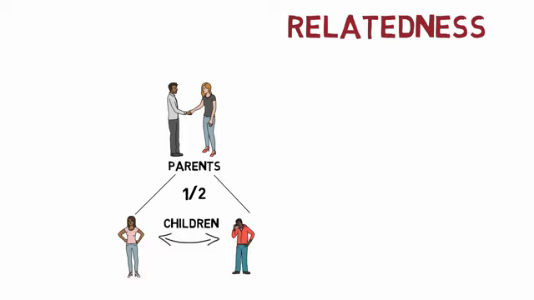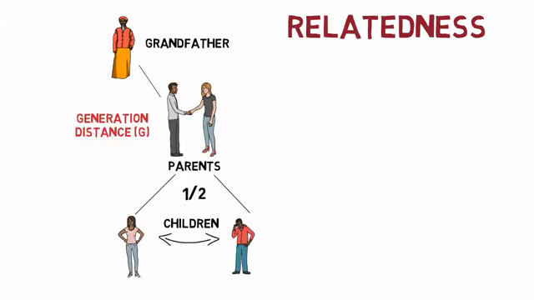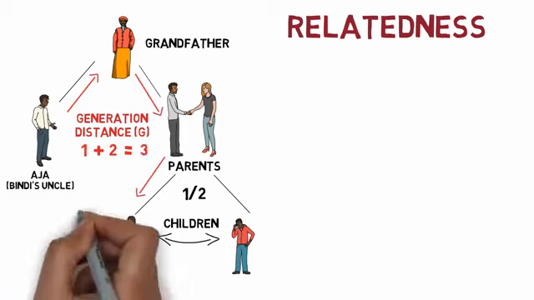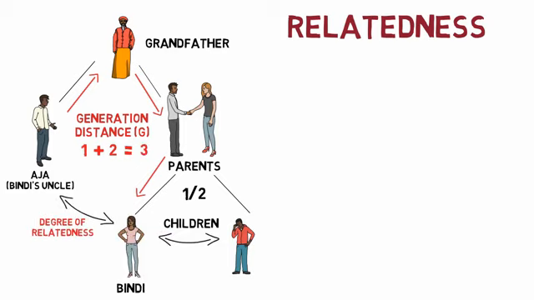By drawing a family tree, the relatedness between two related people can be worked out by the distance up to the common ancestor and down, called the generation distance. For example, if A is B's uncle, then the generation distance would be 1 plus 2, which equals 3. We can multiply each generation distance by half, which, as we said, is the degree of relatedness between parent and child. The proportion of relatedness due to ancestors is half to the power of g, which is the generation distance.